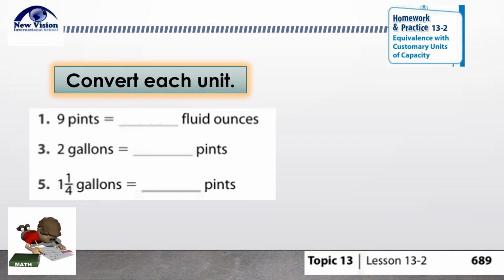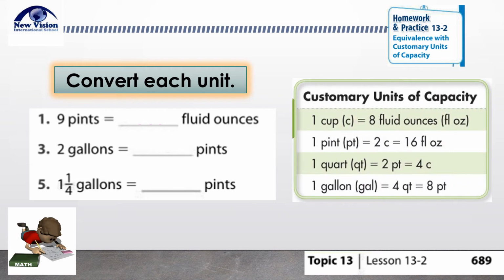Let us answer some questions in homework and practice. Pause for a while to answer this page. Okay, let's check your answers. Make sure that you memorize the conversion table of customary units of capacity. Number 1, 9 pints equals how many fluid ounces? If your answer is 144, you are correct.